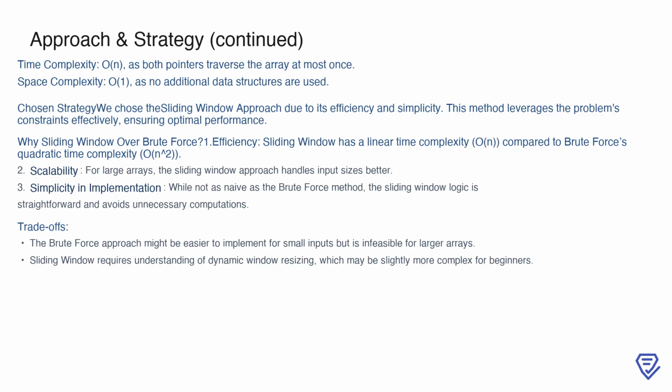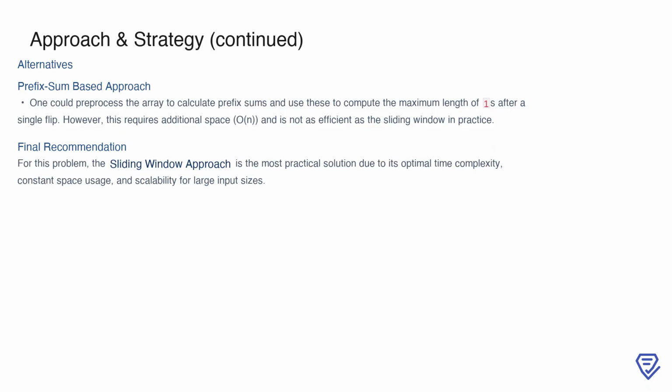strategy. Although the sliding window approach is our recommendation, it's worth briefly mentioning the prefix sum-based alternative. This method involves pre-processing the array to calculate prefix sums, which can then be used to determine the maximum length of 1s after a single flip. However, this approach requires additional memory, with a space complexity of O(n), and is generally less efficient than the sliding window in practice. In summary, the sliding window approach is the most practical solution.